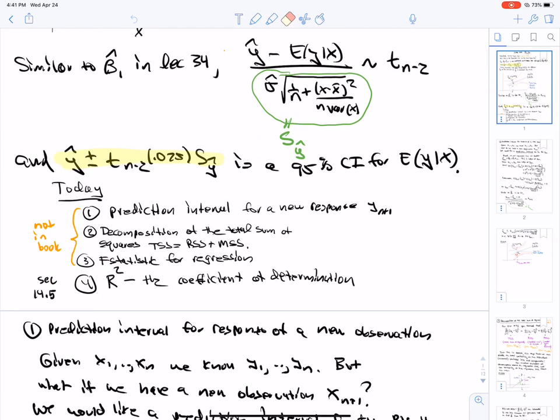So today we're going to do a number of things. We're going to talk about a prediction interval for a new response, yn plus 1. We're going to talk about the decomposition of the total sum of squares. TSS is RSS plus MSS. And we'll talk about the F statistic for regression. This is not discussed in Rice. We'll also talk about the coefficient of determination.